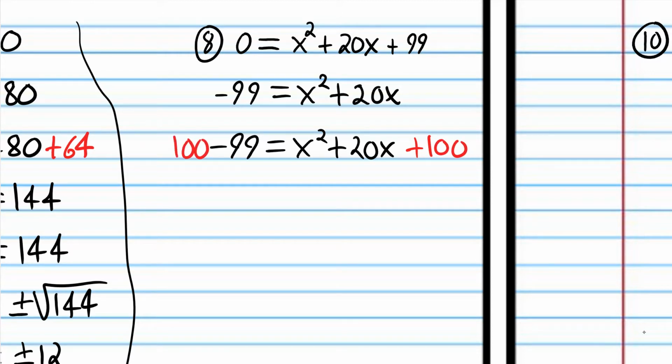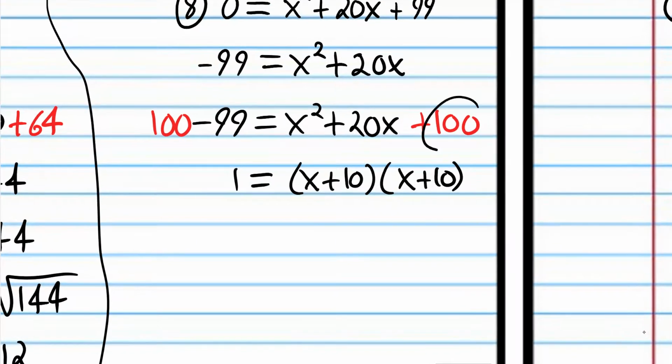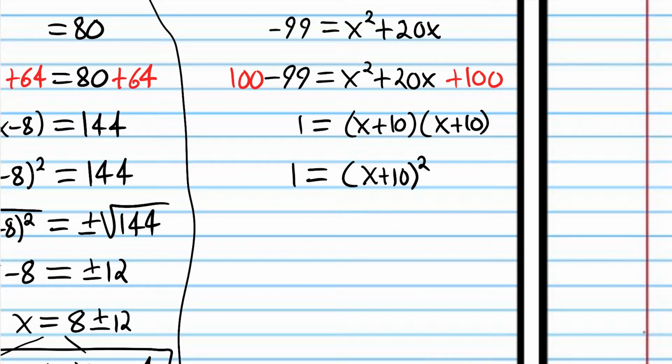100 minus 99 is 1. And that's a perfect square, so we can factor it. And it's going to be plus 10 and plus 10. 10 times 10 is 100. And 10 plus 10 is 20. But again, notice that's a perfect square. Those two factors are identical. So we can put it in power notation.